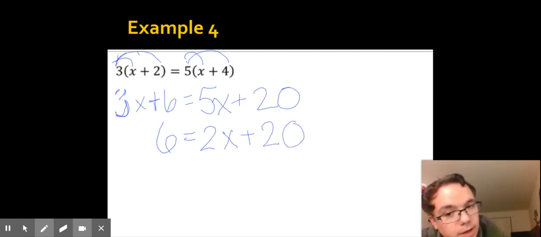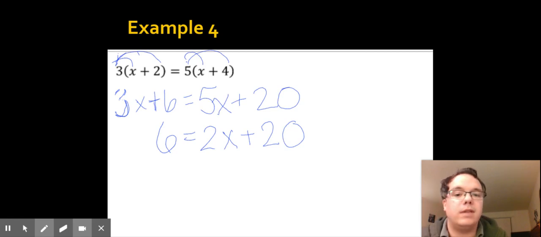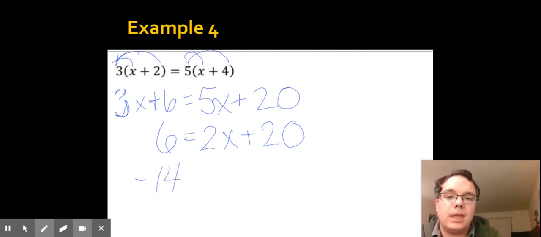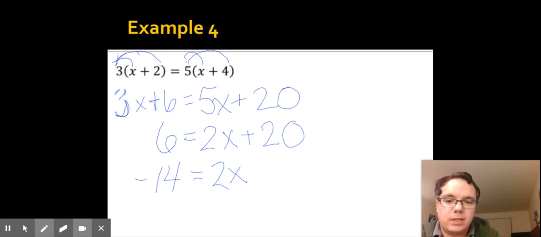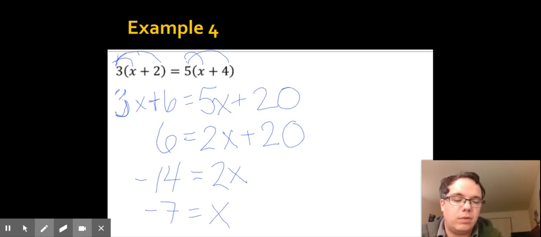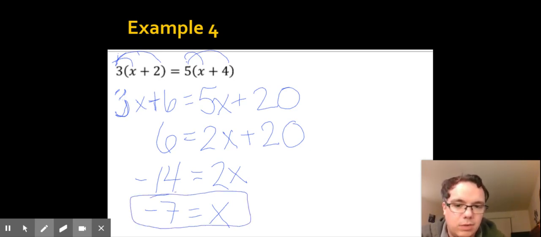Now I just have to follow my rules of solving. The inverse of adding 20 is subtracting 20 from each side. So 6 minus 20 is negative 14. And on the right side, my 20s cancel out, leaving me with just a 2x. Now if I divide both sides by 2, I get negative 7 equals x. So I have a variable by itself equal to a number. It does not matter that the number comes first. This is my solution, negative 7 equals x.